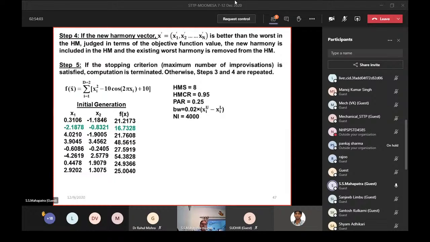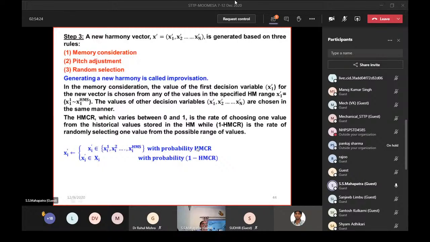Now again we take the Rastrigin function with 2 dimensions. Then harmony memory size you take 8. Harmony memory consideration rate is 0.95. You see here the harmony memory consideration rate: you choose a value from the old memory, or from the old values, for each variable with 95% probability.